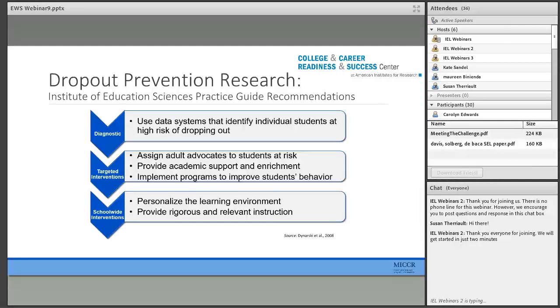So the idea of early warning systems really took off in 2008 after the U.S. Department of Education Institute of Education Sciences put out a dropout prevention research guide, which identified early warning indicators as a diagnostic to identify students early. It also identified some targeted interventions and school-wide interventions. And really, early warning systems as a system transcends all of these ideas that were identified as promising practices in the dropout prevention research guide.